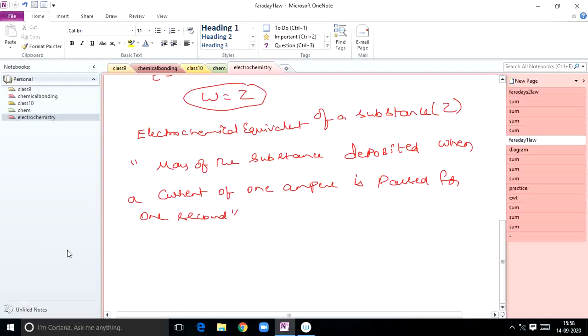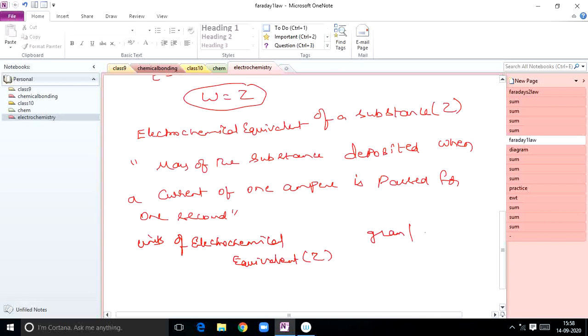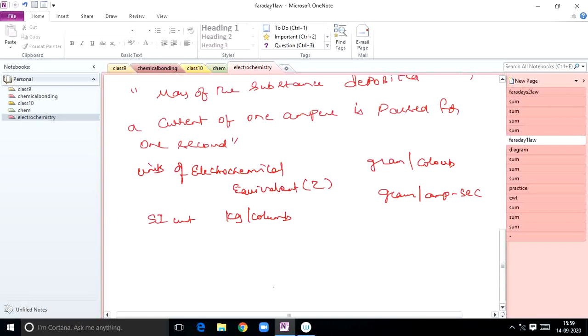So, what are the units of electrochemical equivalent Z? You can write them as gram per coulomb, or gram per ampere second. If you want to write the SI unit, that is kg per coulomb.